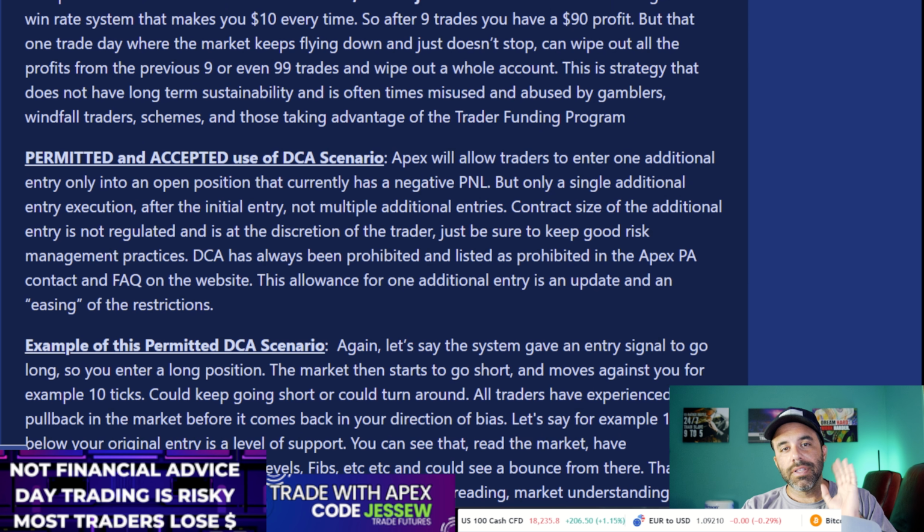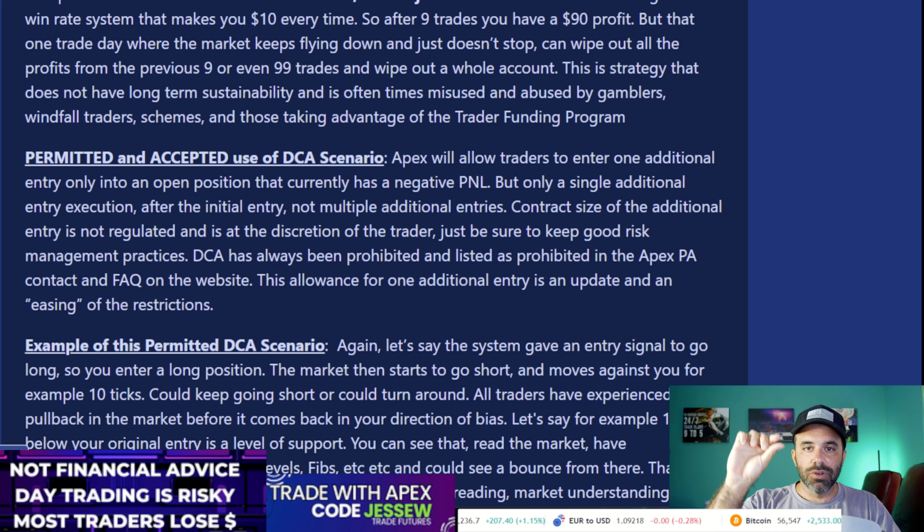So now you know the type of dollar cost averaging they don't want you to do. They don't want you to open up a position here and it goes against you here and you add, and it goes against you here and you add, and you add and you add until either the trade goes in your favor or it blows up. You put in a payout request and they see that you dollar cost averaged, they're going to deny it.